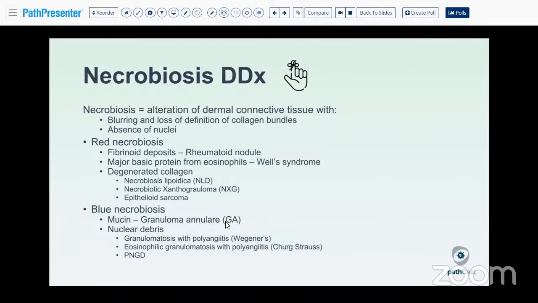Blue necrobiosis is often blue because of the mucin that can be seen in GA. Nuclear debris can cause blue necrobiosis, as in the entity formerly known as Wegener's and the entity formerly known as Churg-Strauss, as well as palisaded neutrophilic and granulomatous dermatitis.